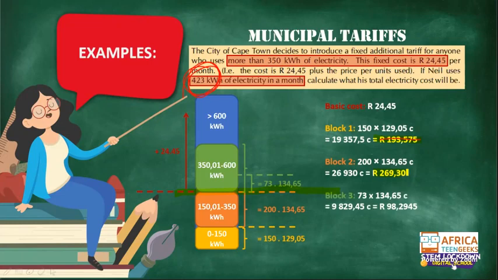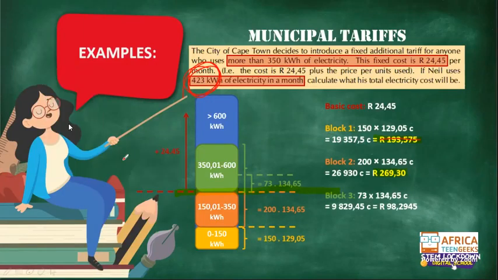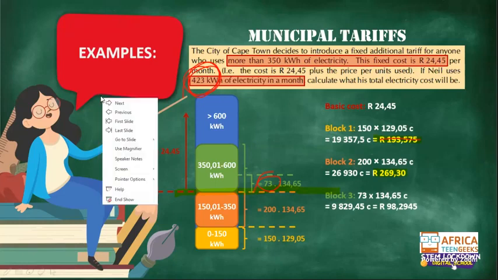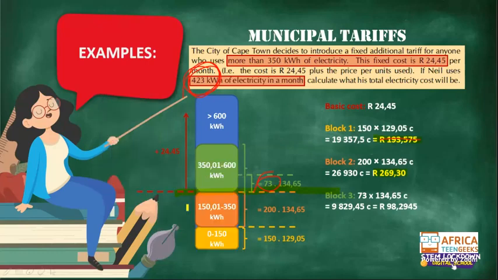Block 3, we already determined that Neil only used 73 units in block 3. So that is why we say 73 times 134.65 cents, and that would give us 9,829.45 cents. And then again, to make it the value in Rand, we divide by 100. That gives us 98 Rand 0.2945 cents.